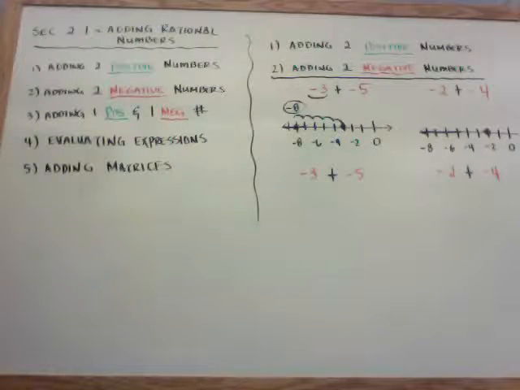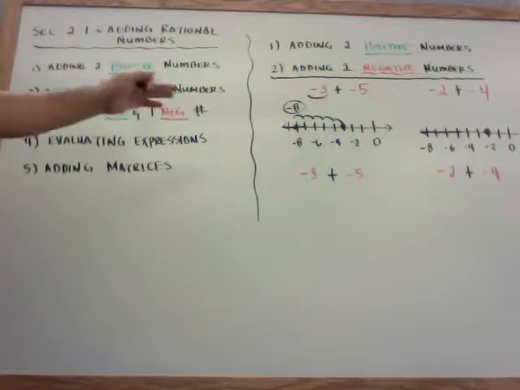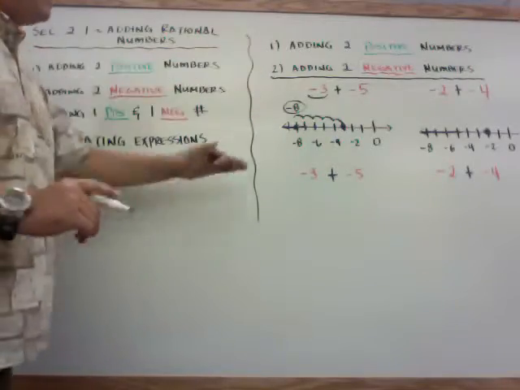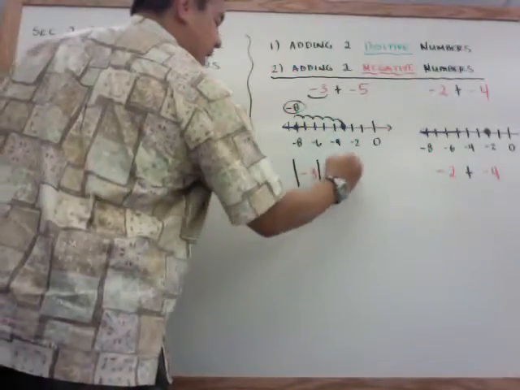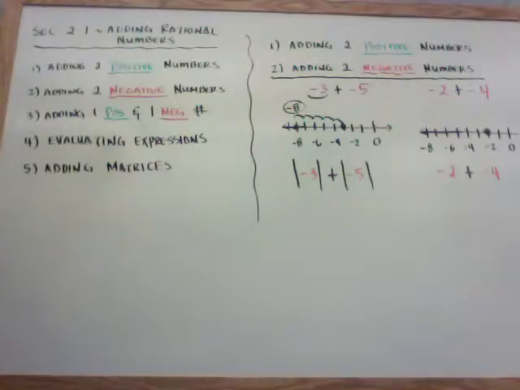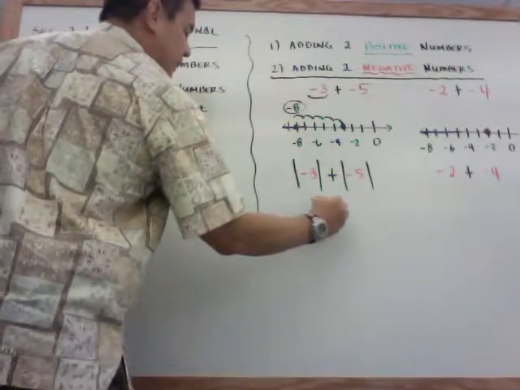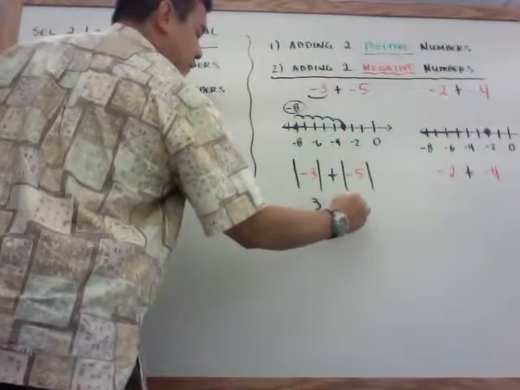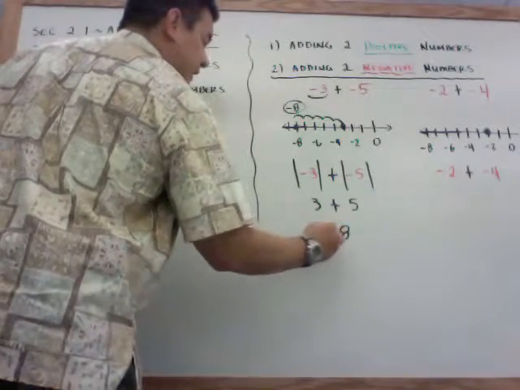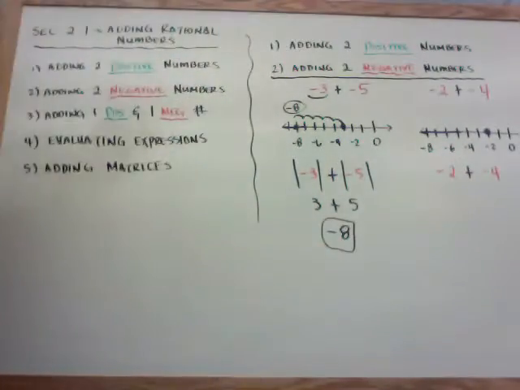Another strategy for adding negatives is if they're the same, so if they're both negative, you can just add the absolute values and add in the negative at the end. So absolute value of -3 is +3. Absolute value of -5 is +5. That equals 8, and you can just put in the negative at the end and end up with -8. So either way, it works out.